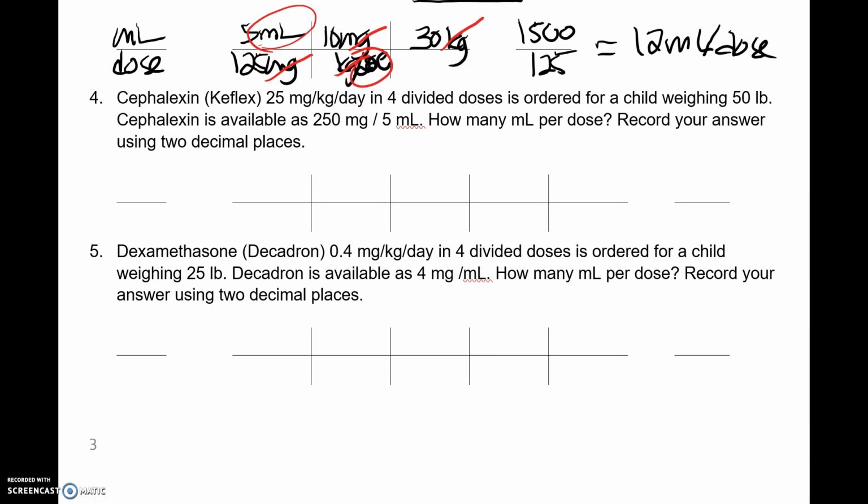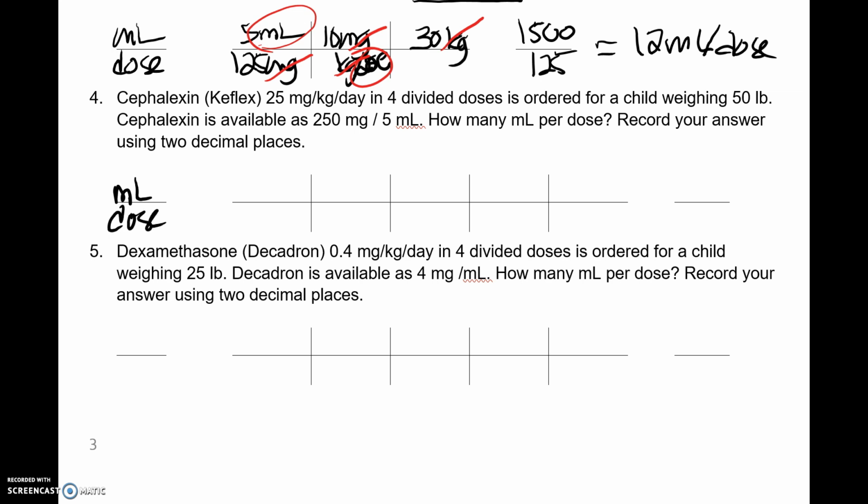Cephalexin, 25 milligrams per kilogram per day in 4 divided doses, is ordered for a child weighing 50 pounds. Cephalexin is available as 250 milligrams per 5 mLs. How many mLs per dose? We're looking for mLs per dose.